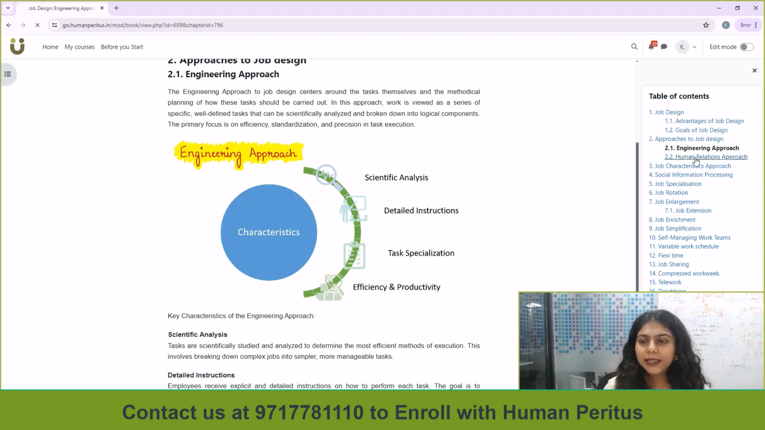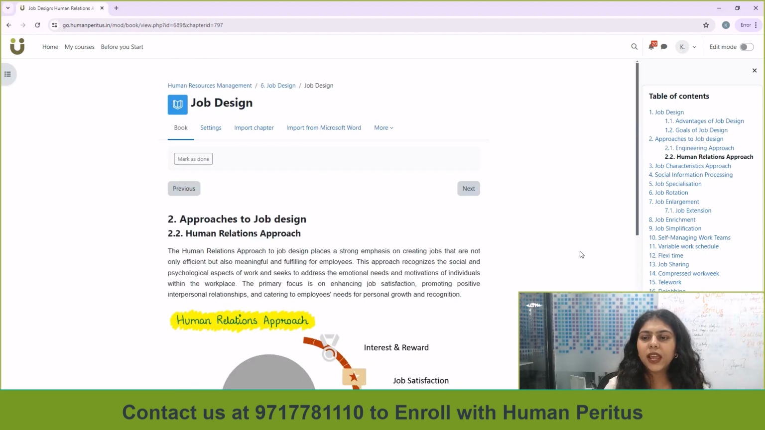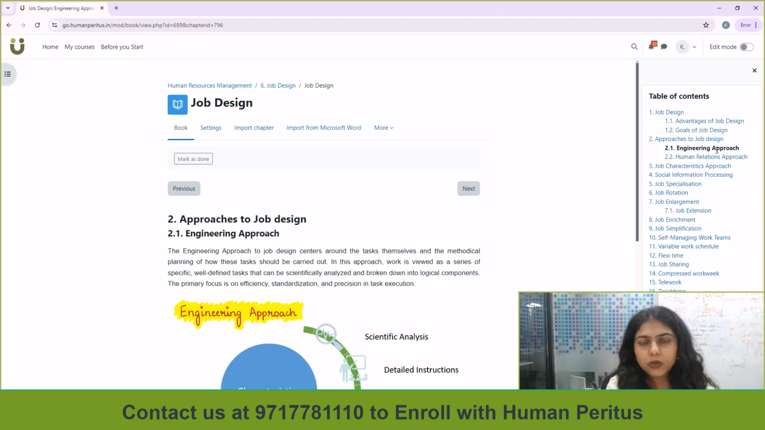The key difference was that the HR approach was more employee related, and it focused on caring for the needs and wants of the employee. It believed that when your employee is working hard and their needs are being met, the organization will eventually get to maximum and optimal results. So let's see in detail what the engineering approach entailed.